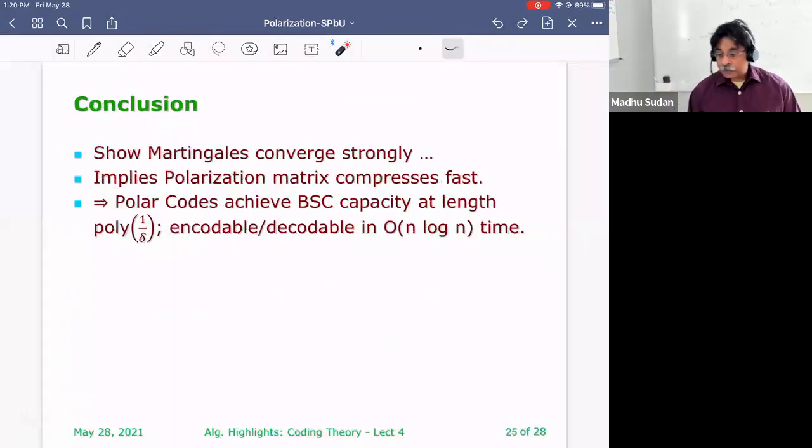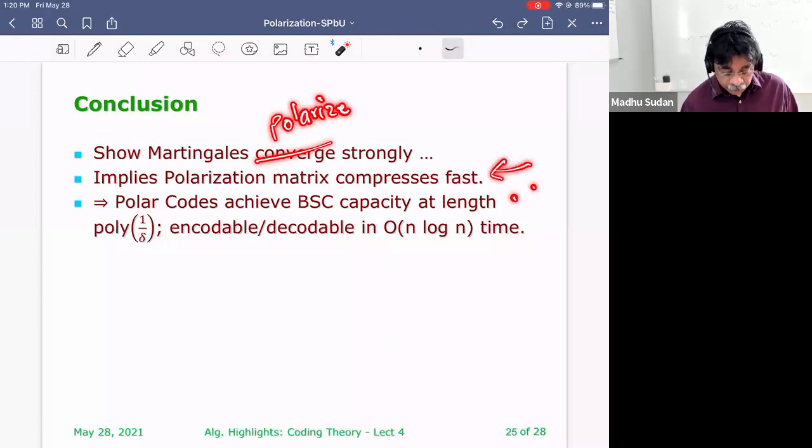So to summarize, there are very nice tools that we have to show that martingales polarize very strongly. Sorry, this should have been "polarize." And when you have those kinds of tools, you can actually tell that the polarization matrix will very soon be able to do the compression. In particular, the exact parameters of how this epsilon, tau, and delta behave with respect to each other was crucial to get polynomial gap to capacity, and we do get it.